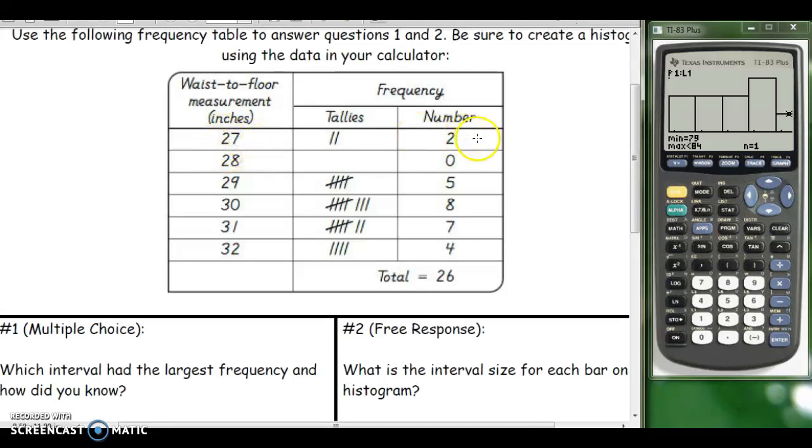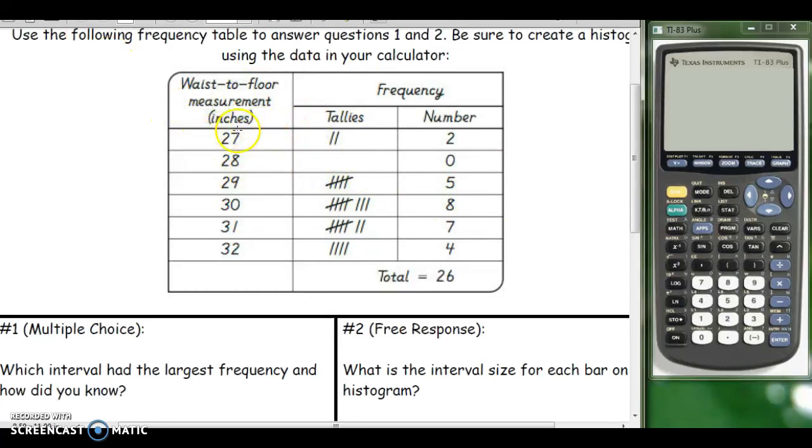Of 27 inches, there were 2 numbers, or the frequency for 27 inches was 2. So when I put these points into my calculator, I'm going to have 2 27s, no 28s, 5 29s, 8 30s, 7 31s, and 4 32s, for a total of 26 data points. So basically, we just made a frequency table for the set of data that we had.